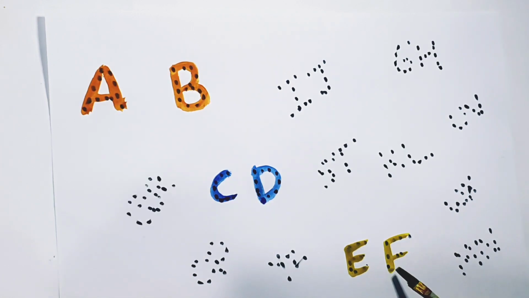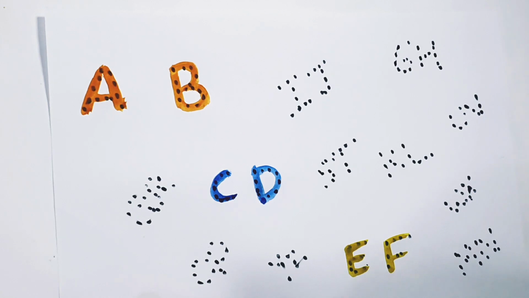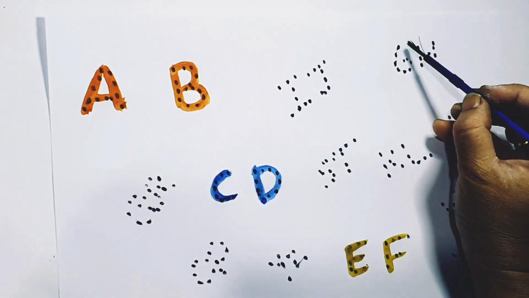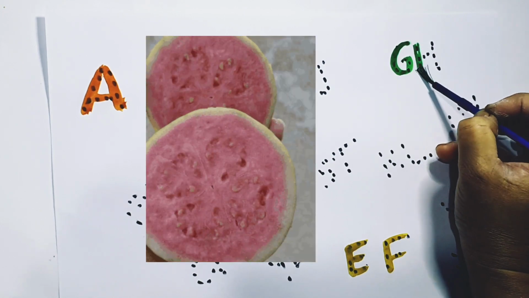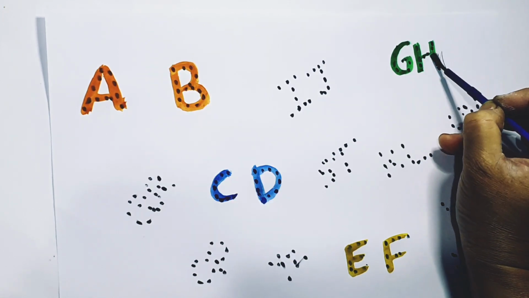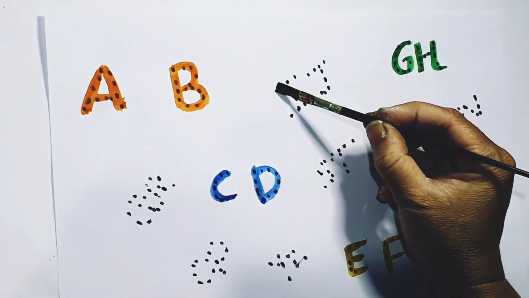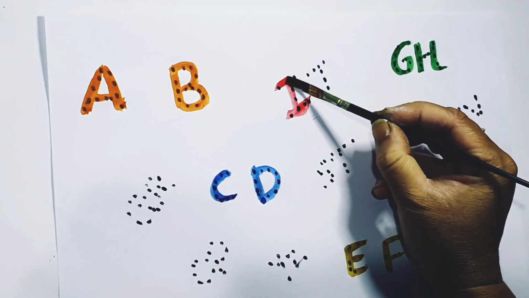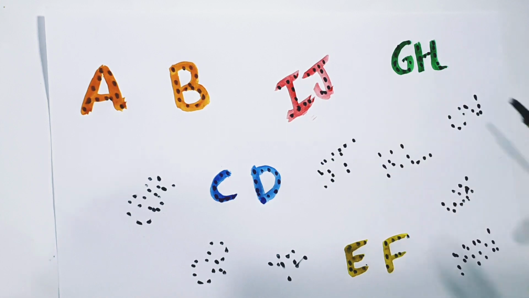E for elephant. F for frog. G for guava. H for house. I for ice cream. J for joker.